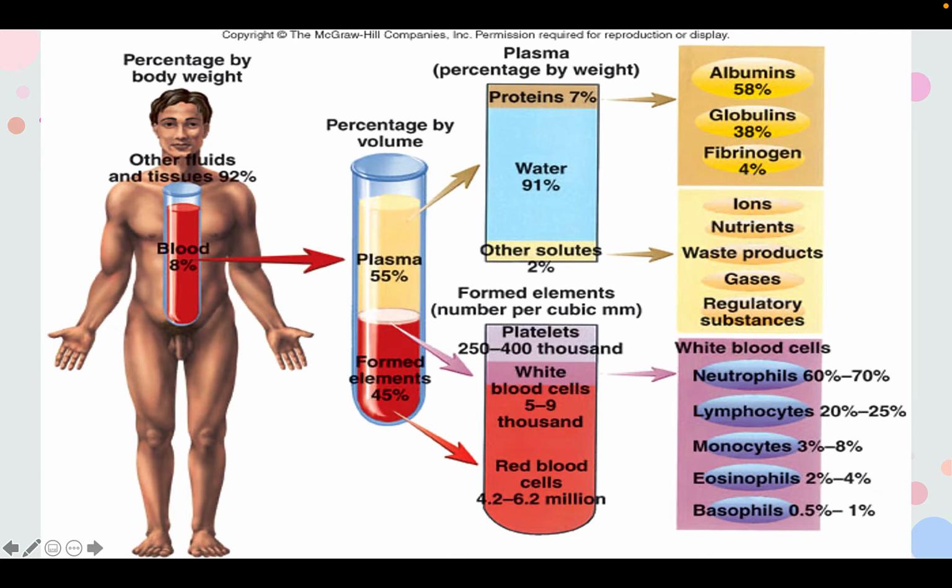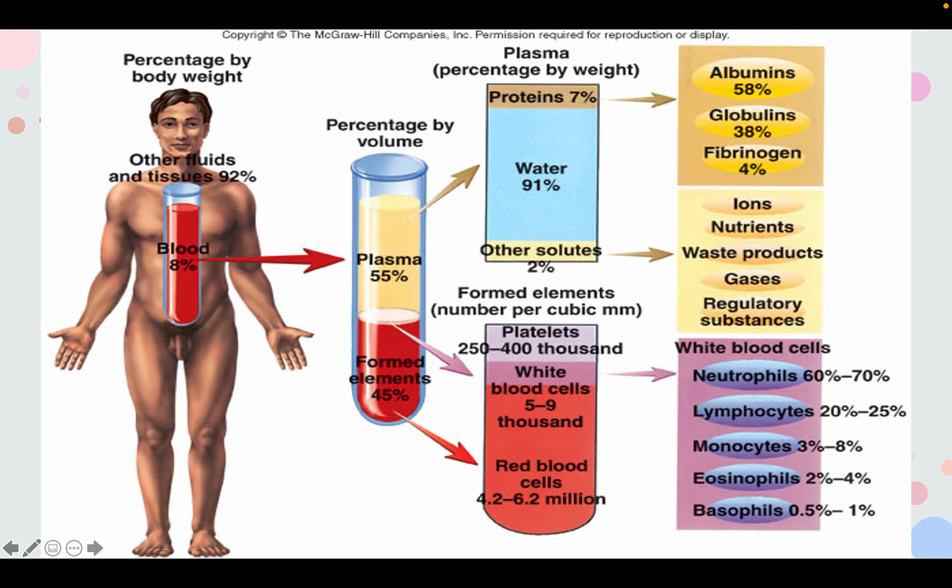And so we're looking at plasma. It's mostly water, about 92% water. A bunch of proteins, so albumins make up the largest chunk of the proteins in plasma, but then globulins and fibrinogen. We'll talk about those in a little bit. And then other solutes, so all the different ions and waste products, nutrients like glucose, and gases, oxygen, carbon dioxide. Mostly oxygen is going to end up being carried by the red blood cells.